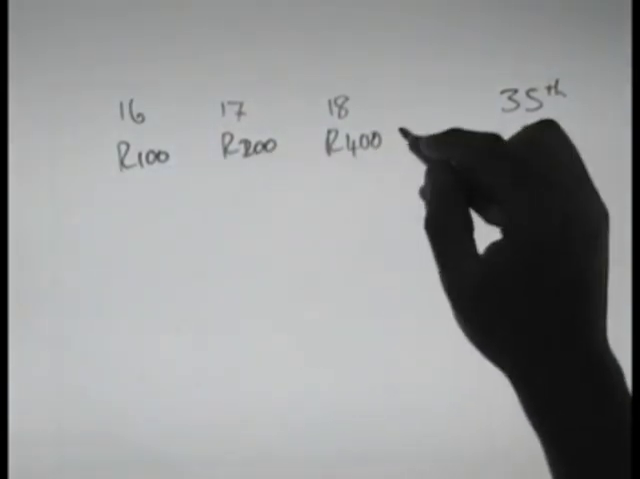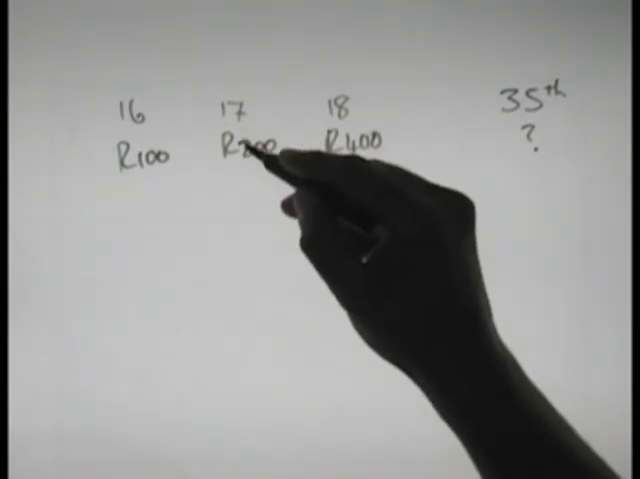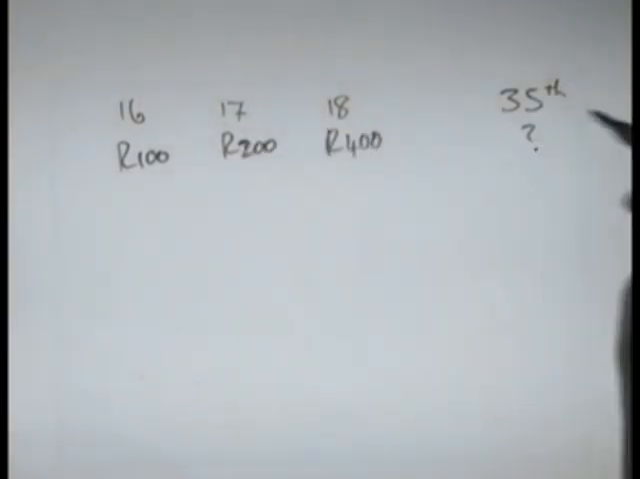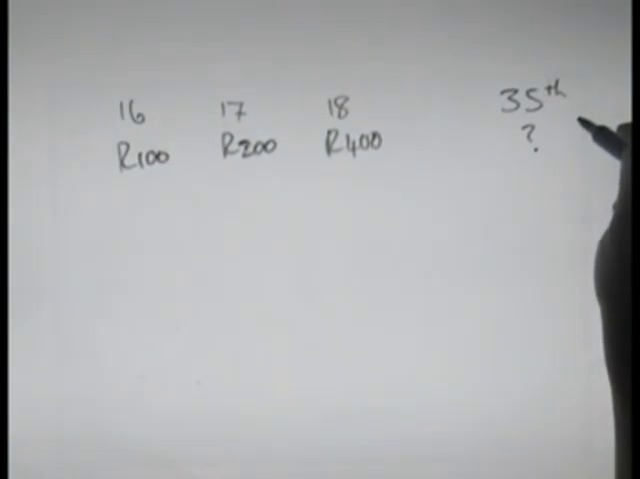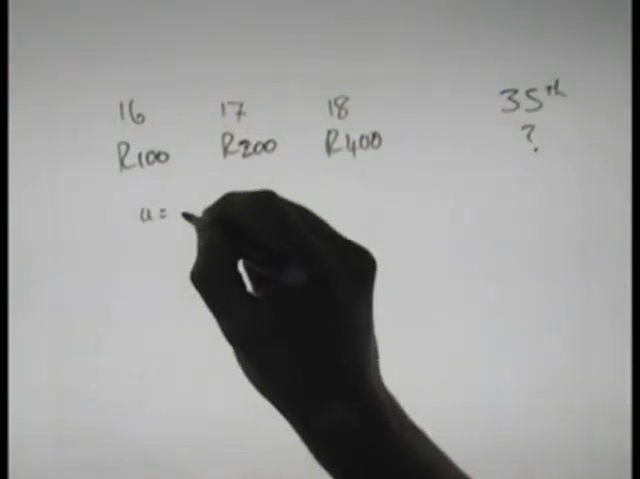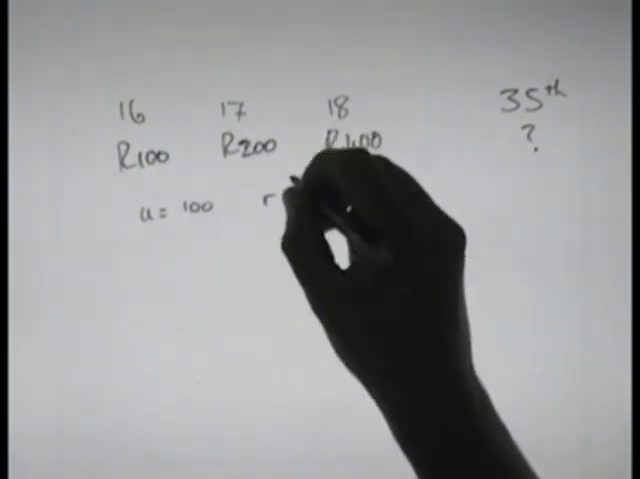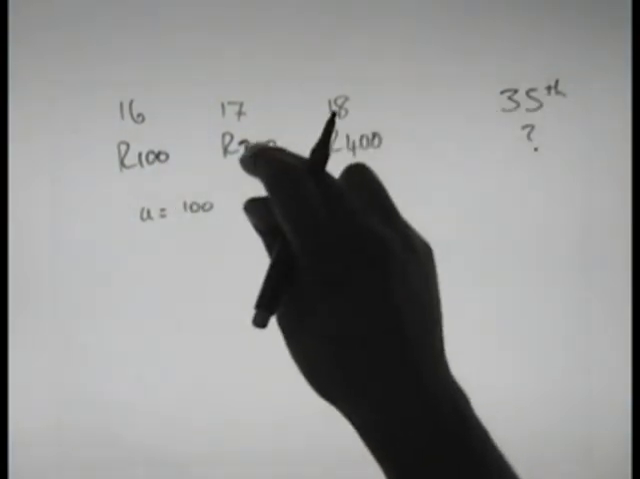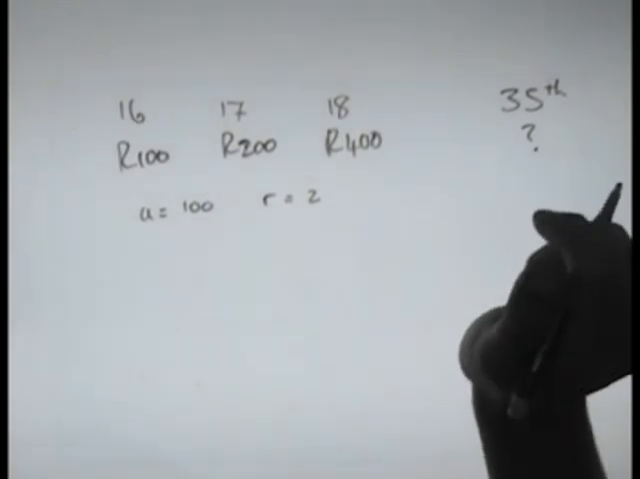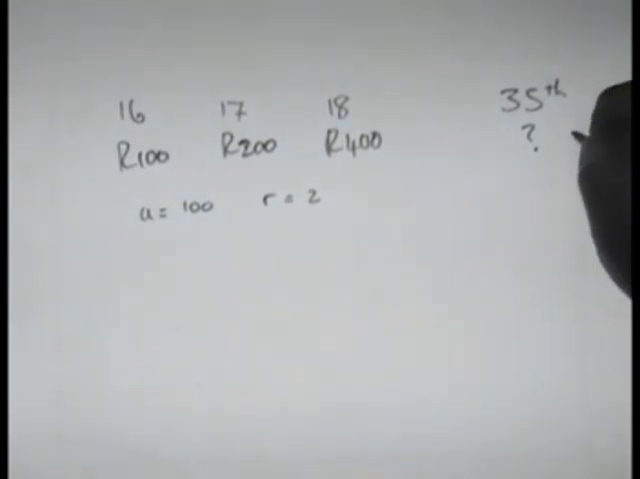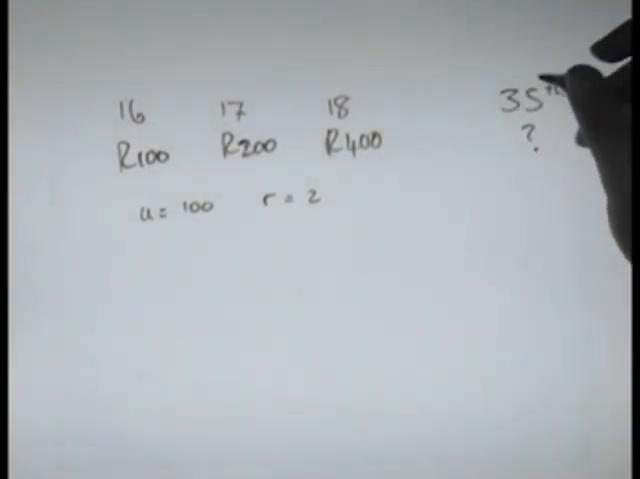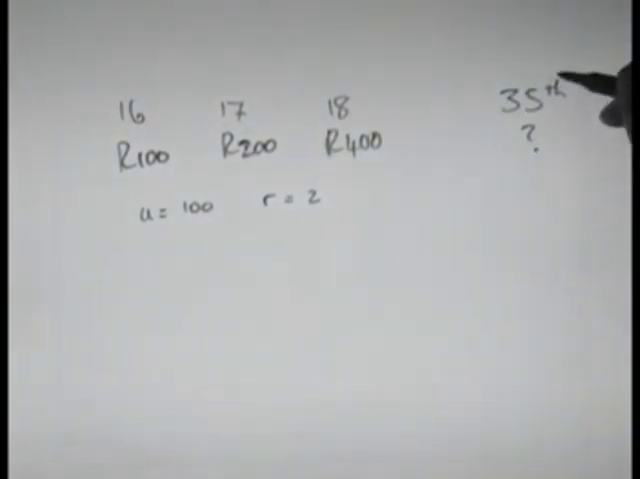Now, what type of progression is this? 100, 200, 400? This is geometric. Our A value is equal to 100 and our ratio 200 divided by 100 is 2. 400 divided by 200 is 2. Now we are looking for the amount, the actual amount on your 35th birthday.